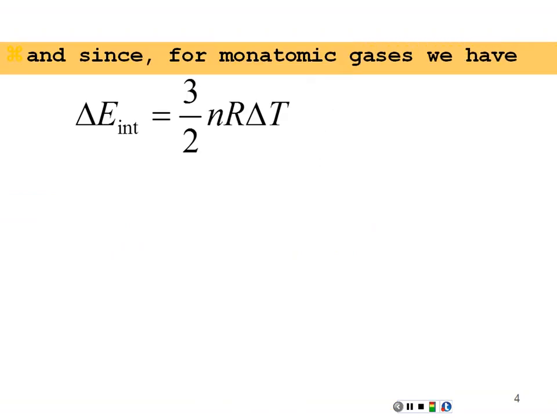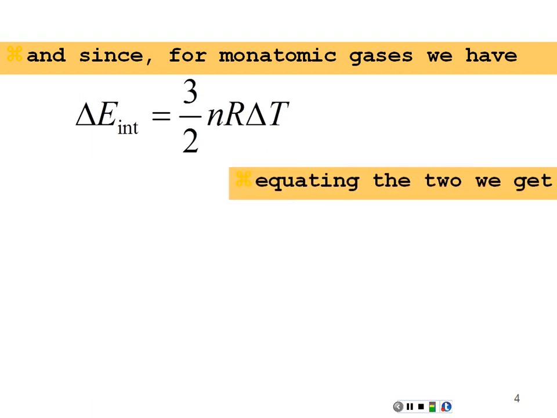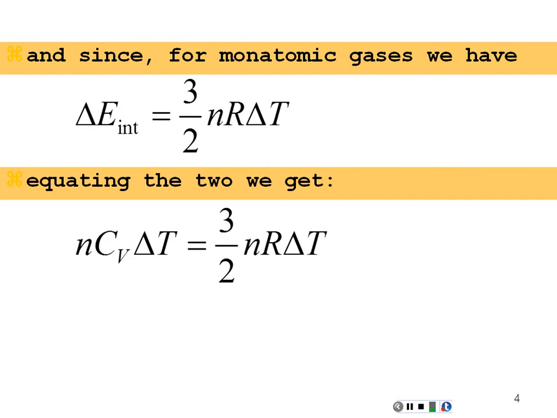Since for monatomic gases, we have from earlier, from the ideal gas law and our calculation with the Boltzmann constant, the change in internal energy is equal to 3/2 number of moles, gas constant R, change in T. Comparing this to what we just got, we have that for all change in internal energy, number of moles times the molar specific heat at constant volume times the change in temperature should equal this value as well, 3/2 nR delta T.